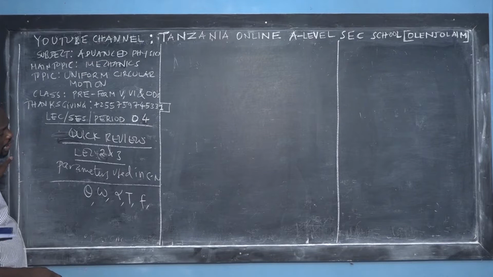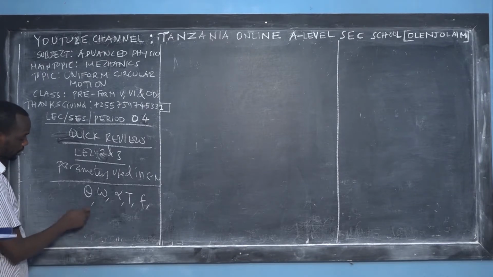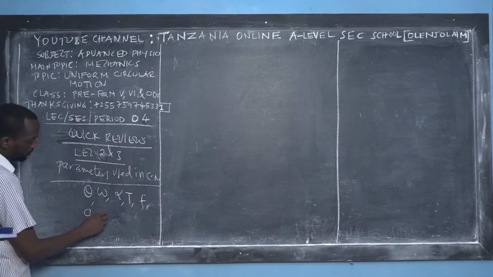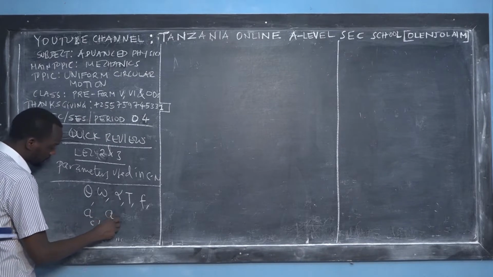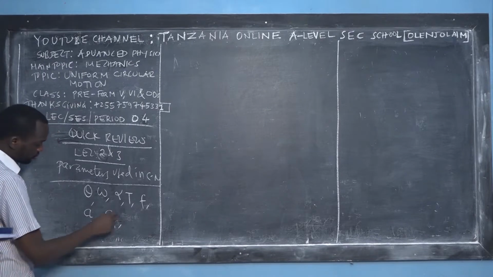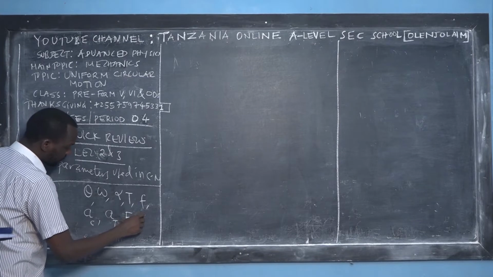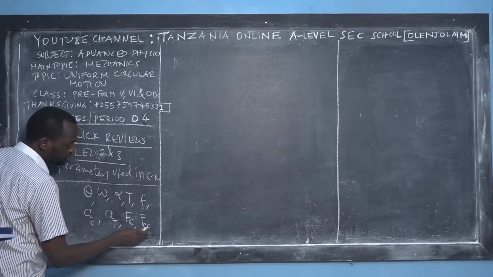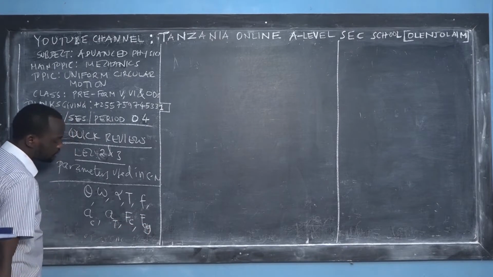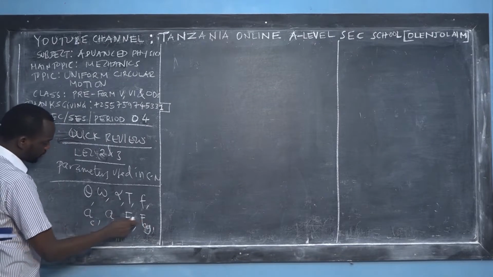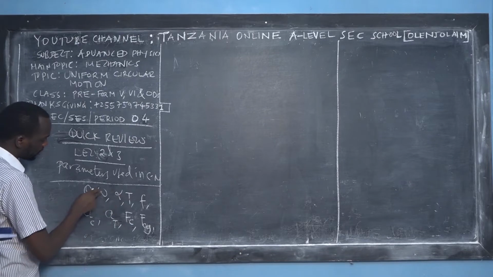I taught you another parameter called centripetal acceleration. Then another parameter called tangential acceleration. Then another parameter called centripetal force, and another one we call centrifugal force. How many are they? Almost 9: 1, 2, 3, 4, 5, 6, 7, 8, 9.